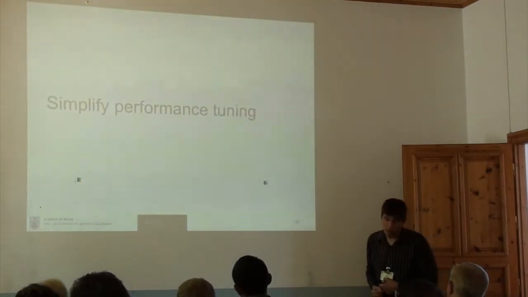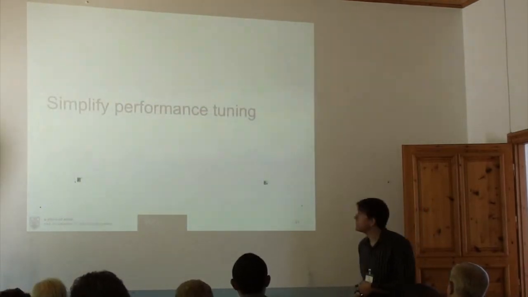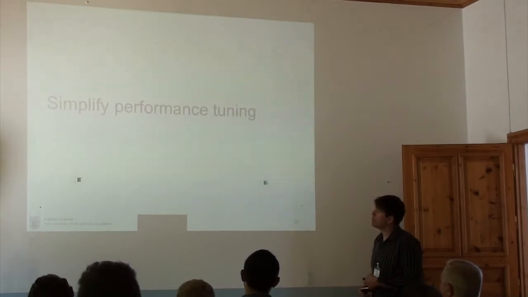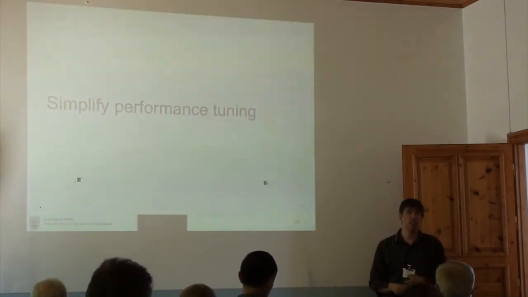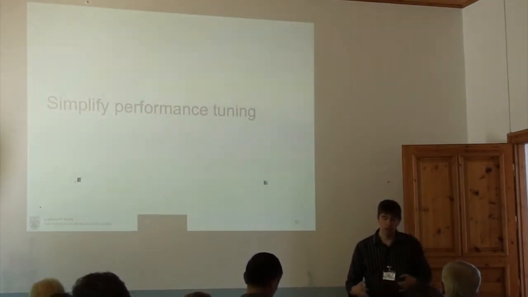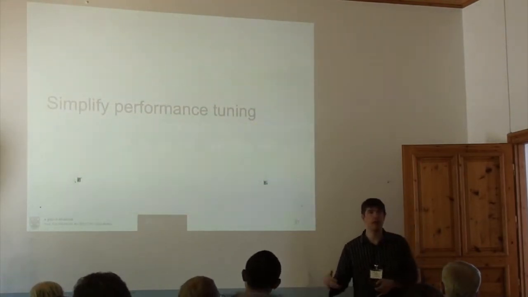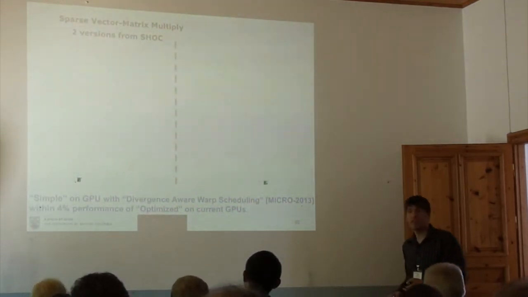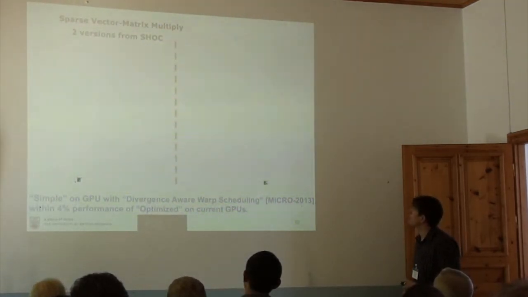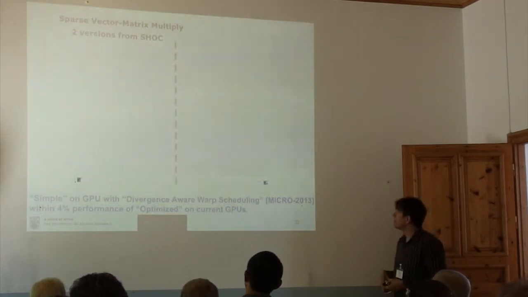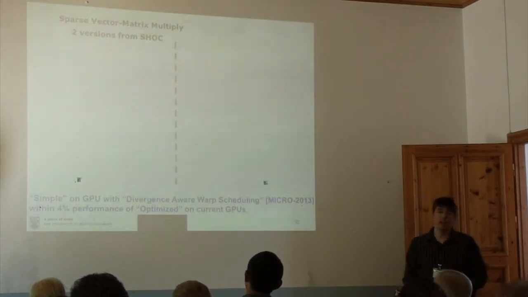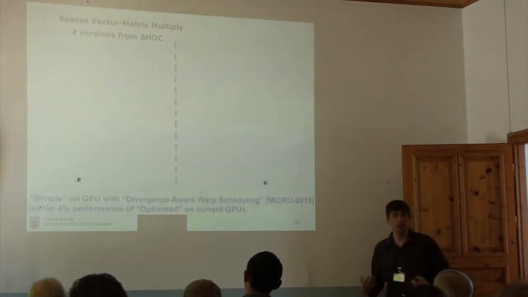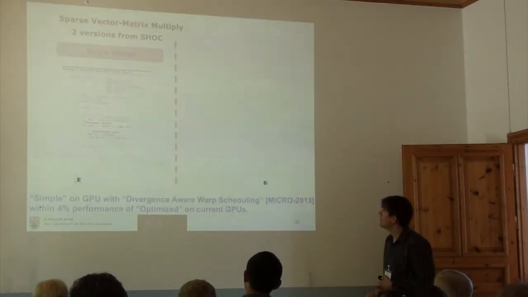Okay, so one other example I want to go through here briefly is simplified performance tuning. As I said, one of the challenges with accelerators in terms of their programmability is the amount of time you spend performance tuning them. So here's an example. This is a scientific computing code, sparse vector matrix multiply. And there's two versions here. One is like the comp sci 101 version of this, the introductory programming version.